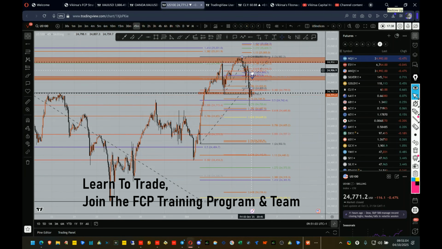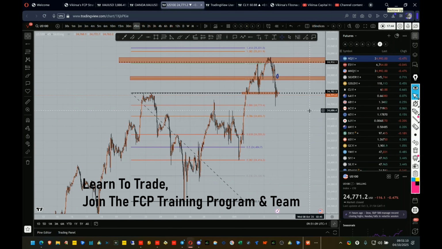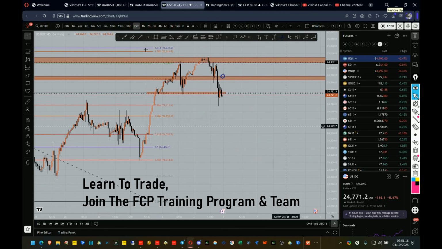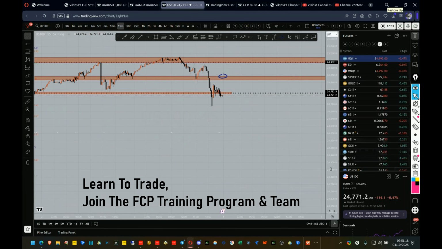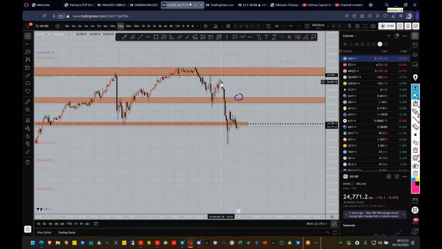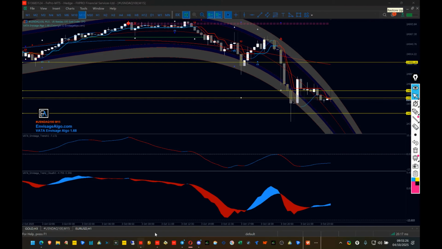I know I have annotated a lot here, but don't worry about it. These are the levels and the zones ultimately which worked out. Okay, this was the W pattern. We were able to capture this, then we were able to capture the majority of it, and that 15 minutes that I showed you on Envisage is right there. That signal came right here, which was 24,930, around that area. So if I go back, this was 24,930. That is the signal, that is the sell signal.